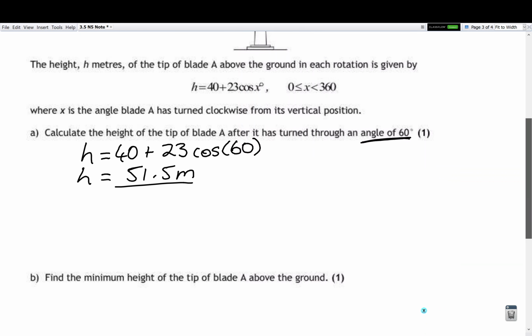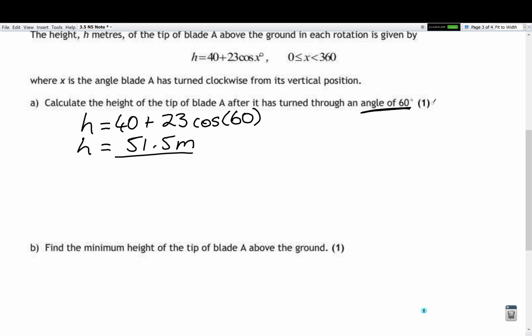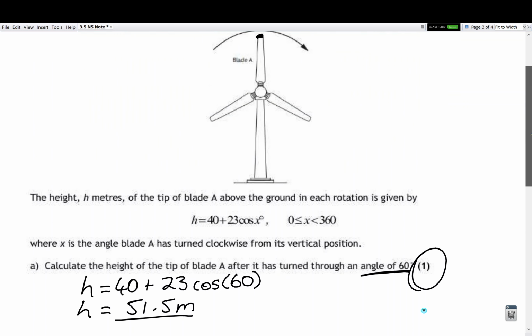Straightforward enough. Okay, the second, and you take your lead from the marks of the question. If you can see both the marks here are 1 mark, it means we shouldn't be doing a lot of working to get this 1 mark, so it isn't a big long process. Okay, find the minimum height of the tip of the blade above the ground. Right, the minimum height. Now let's think about this logically.